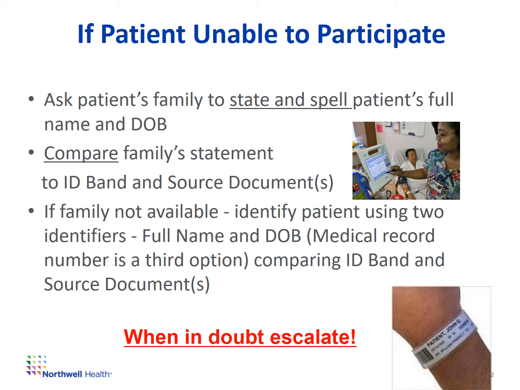If patient is unable to participate in patient identification process, ask patient's family to state and spell patient's full name and date of birth. Compare family statement to the ID band and source document. If the family is not available, identify patient using two identifiers, which is the full name and date of birth. Medical record number can be used as a third option. Compare it to the ID band and the source document.